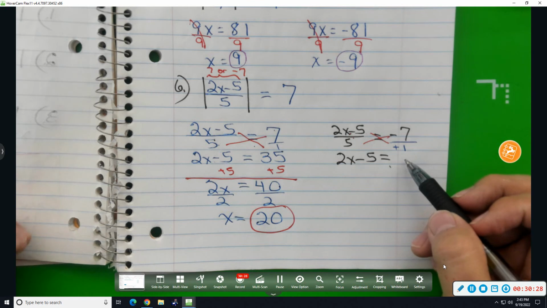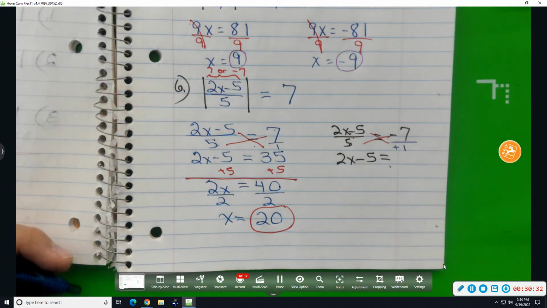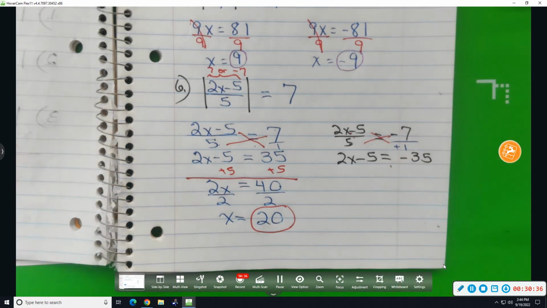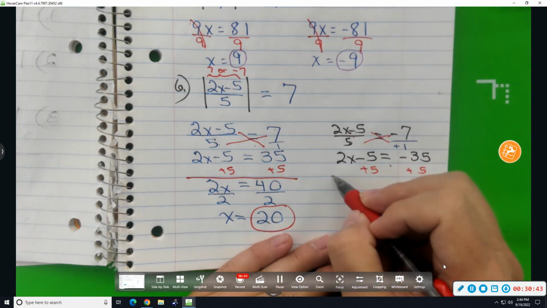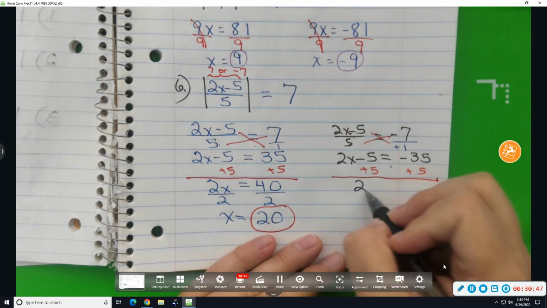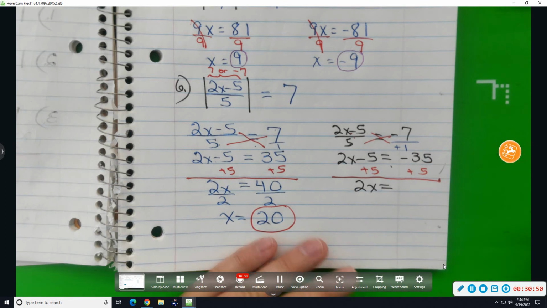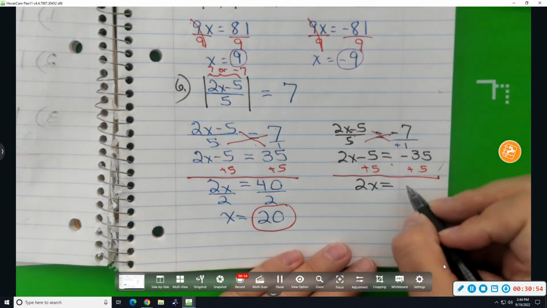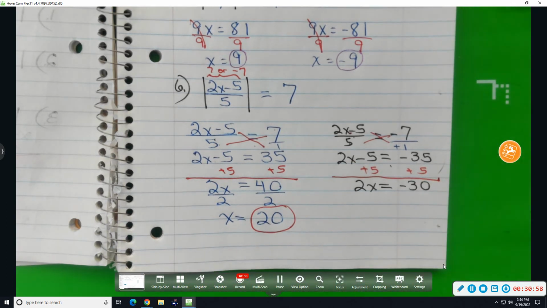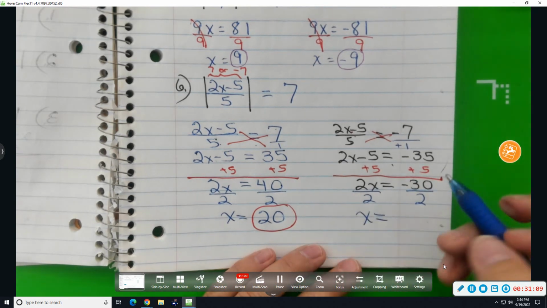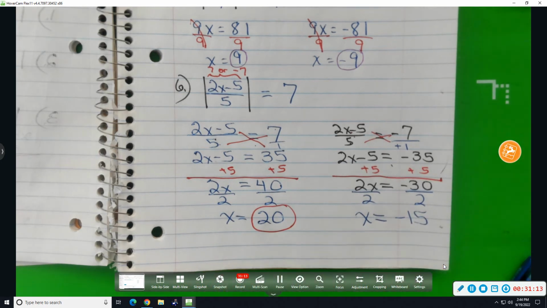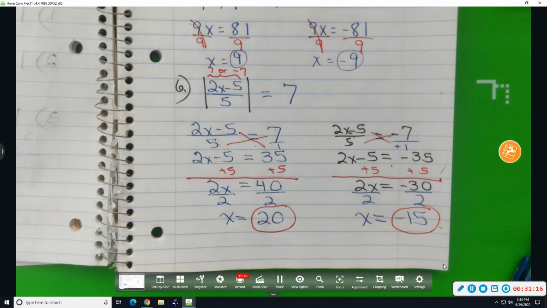But on the right-hand side, what are we going to have? 5 times negative 7, I agree with the negative 35. And then add the 5. That's 2x equals here. Negative 35 plus 5. I agree with negative 30. And then we'll divide again. Dividing by 2, that's going to give us x equals negative 15. Negative 30 divided by 2 gives us a negative 15. So we have two solutions, 20 and negative 15.